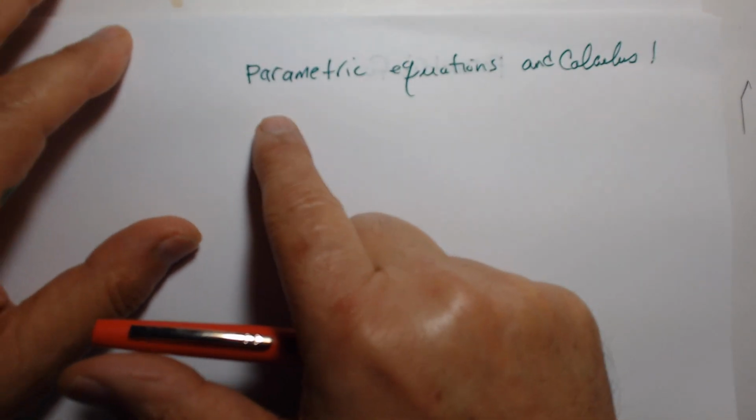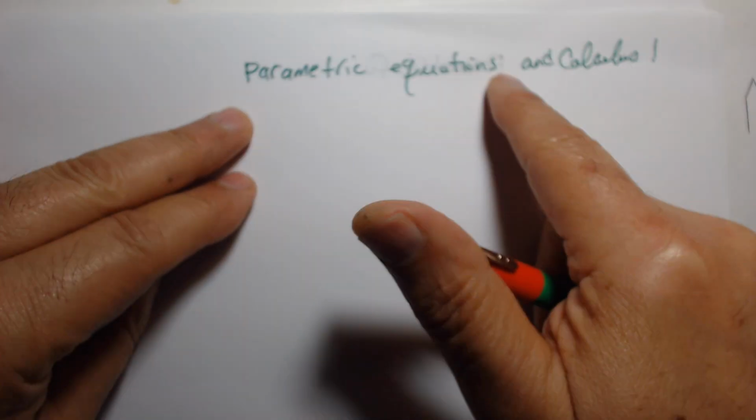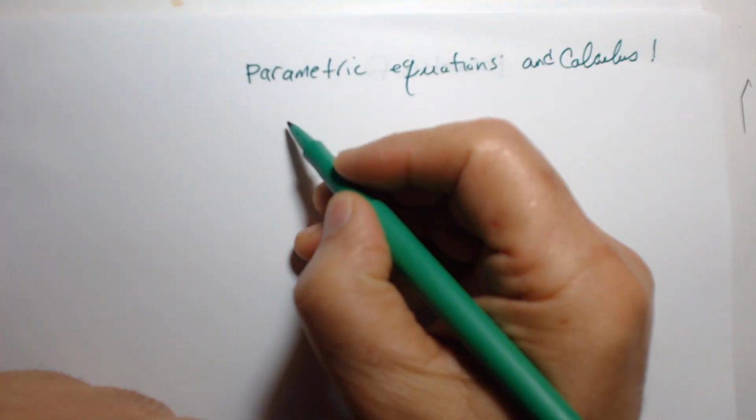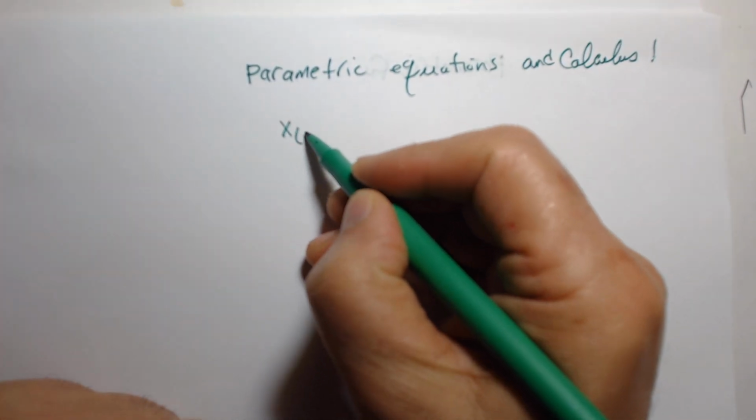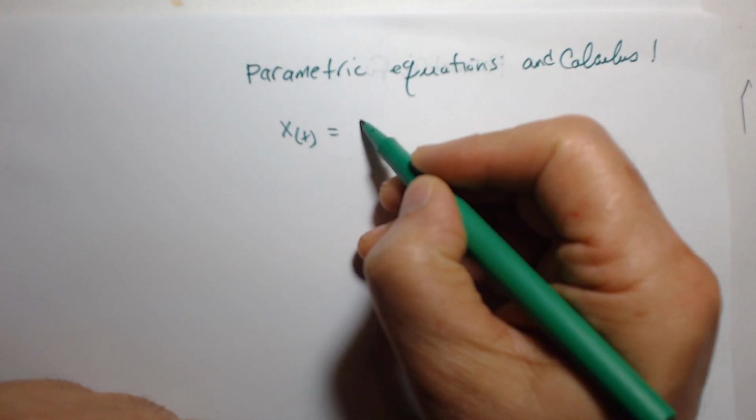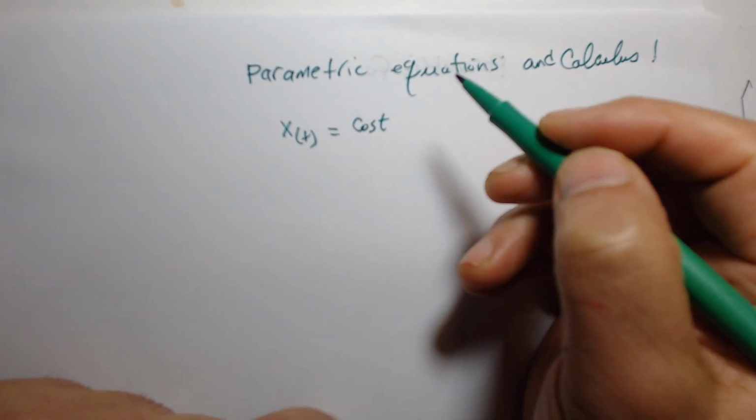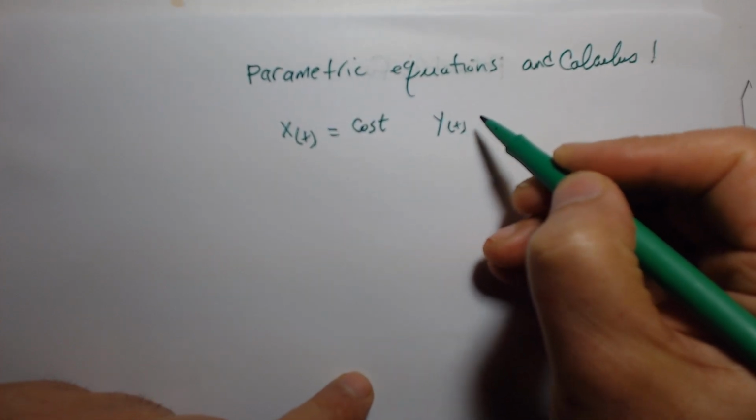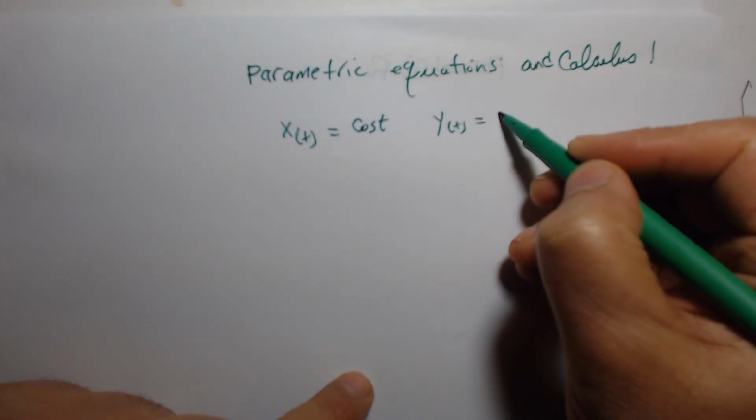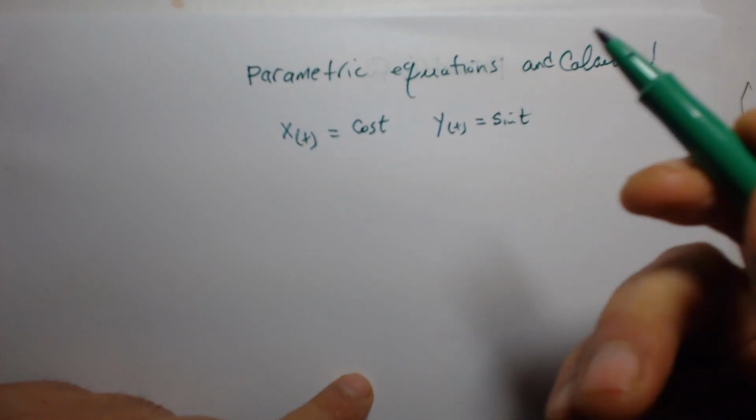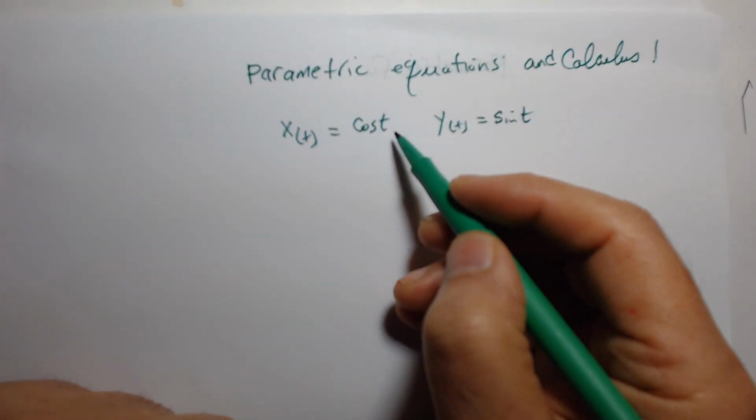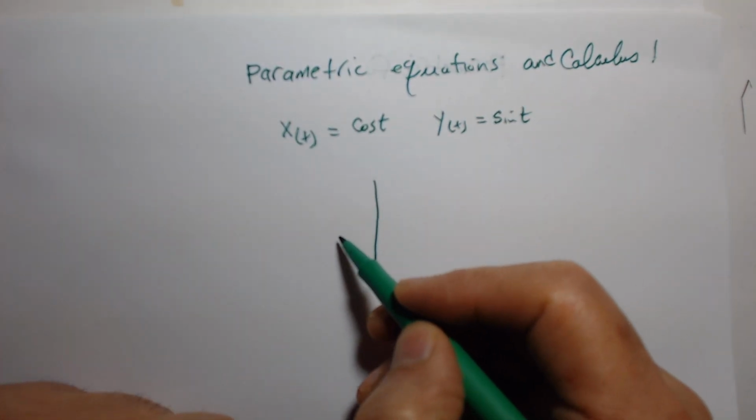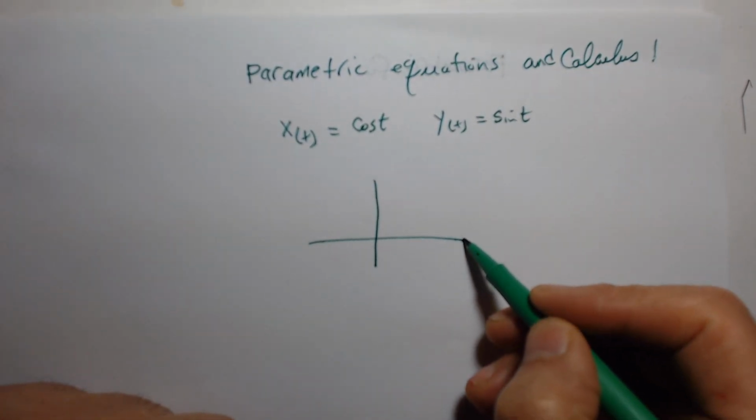This is a second video regarding parametric equations and calculus. In the last video we talked about how we could apply the derivative from calculus to our parametric equations, because by having a pair of parametric equations, eventually you're going to have a path.